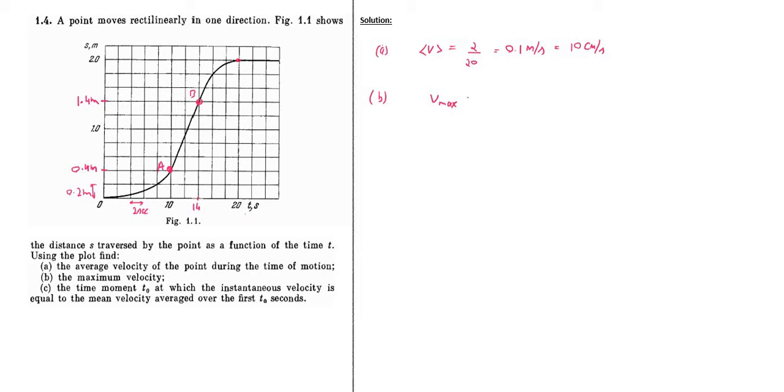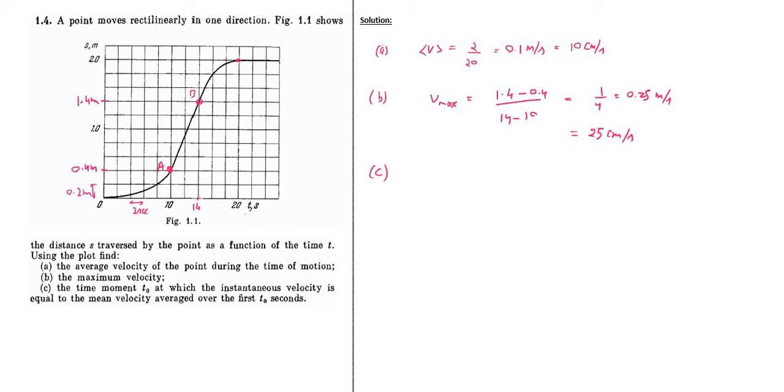So maximum velocity will be the slope of this line. This is equal to 1.4 minus 0.4 divided by 14 minus 10. This is equal to 1 by 4, which is equal to 0.25 meter per second, or we can also write it as 25 centimeter per second. So this is the maximum velocity. Now let us see the last part, that is C.